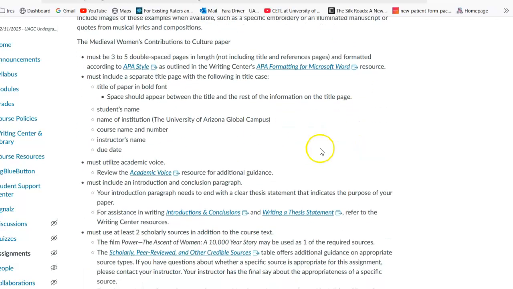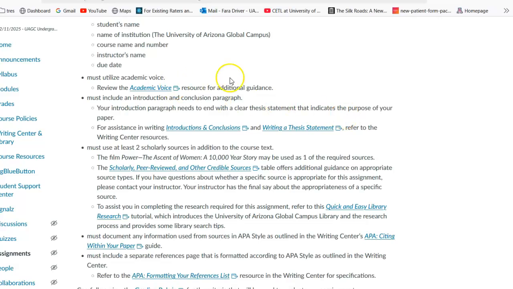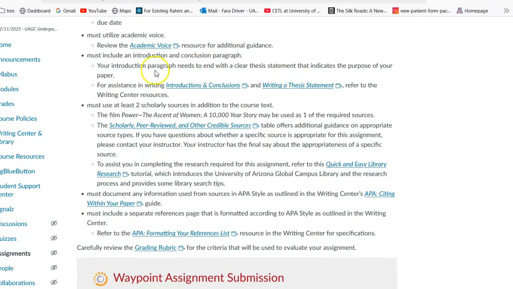These are the basic constraints: 3 to 5 double-spaced pages, APA-style format, which means you need a cover page and a works cited page at the end. Your cover page should have all of this information on it. The use of academic voice, and this explains what it is. It's basically third person. You must have an introduction and a conclusion paragraph.